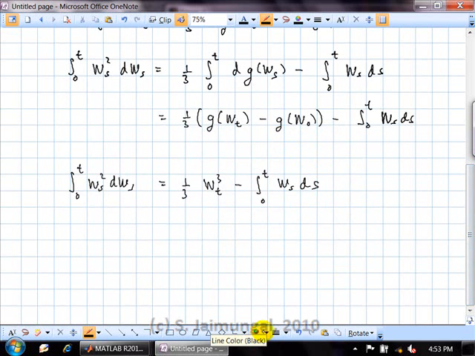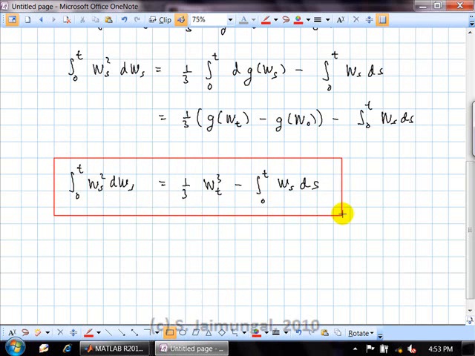In some sense, this is really an integration by parts formula. You're changing the d operator to make it be applied to the W cubed. And then you have your correction term. You know, the integral of u dv is uv minus the integral of v du, this thing. That's really what that formula kind of tells you.